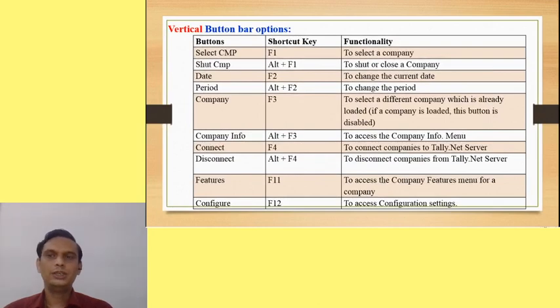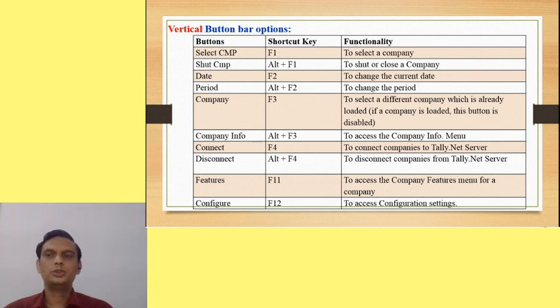Next one, vertical button bar option. These are the options when we open the Gateway of Tally. Every activated window has a different vertical button bar or options on the button bar. These options are available on the Gateway of Tally, or main screen.